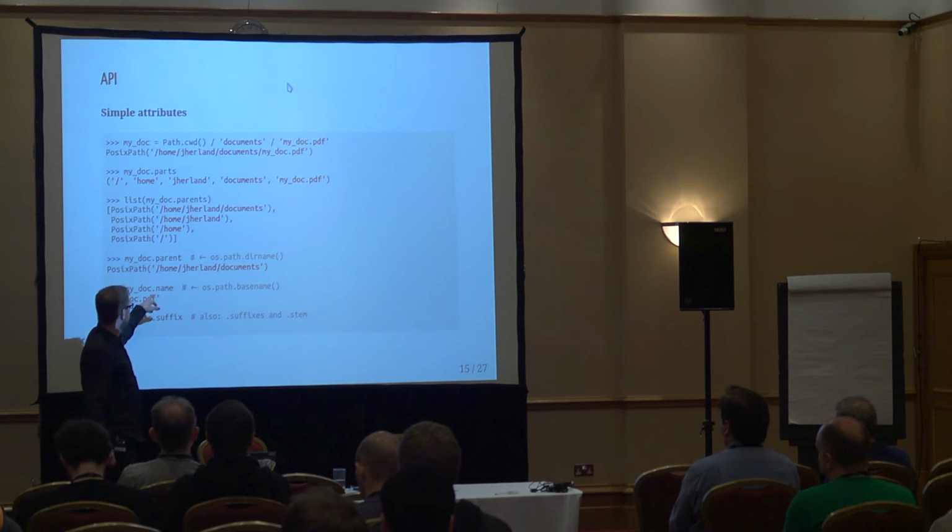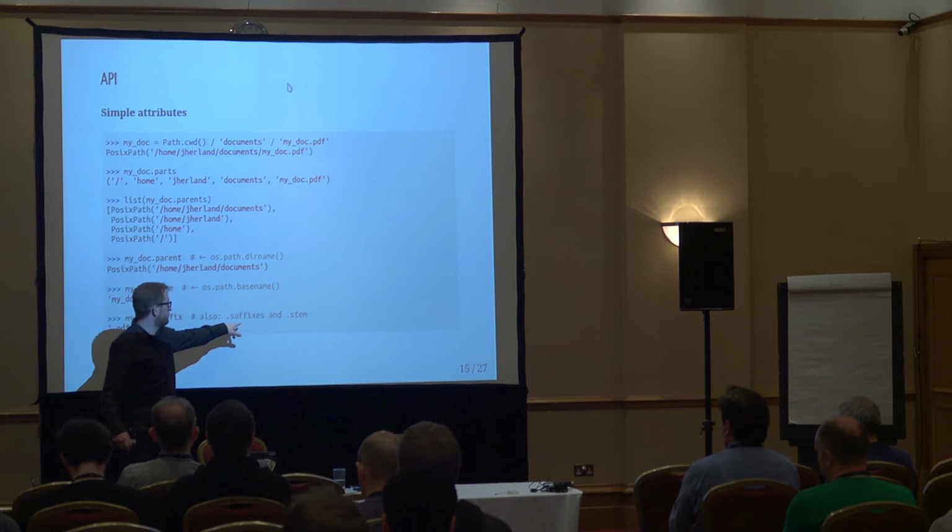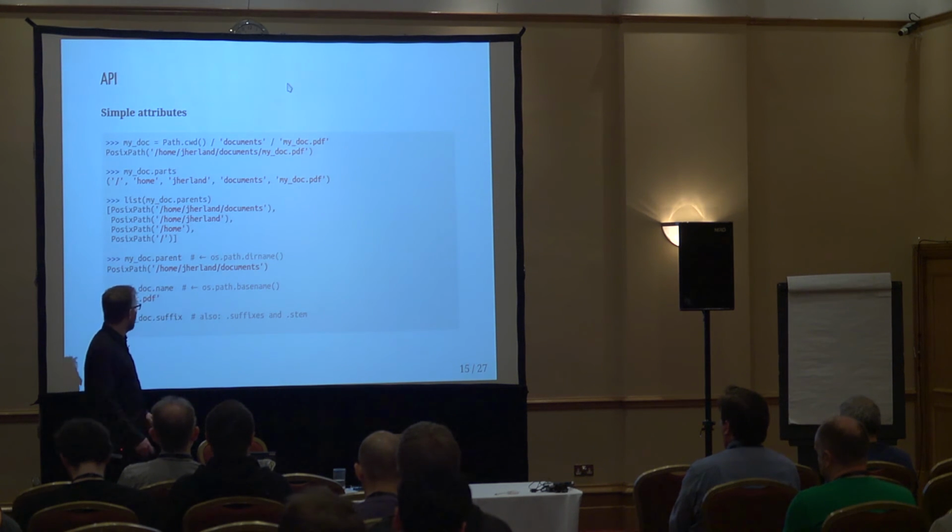You can ask for its .name, which is equivalent to os.path.basename, or its .suffix, which if it has multiple suffixes, so let's say a .tar.gz file, you can use .suffixes to get a list of its suffixes. The .stem returns the part before the first suffix.